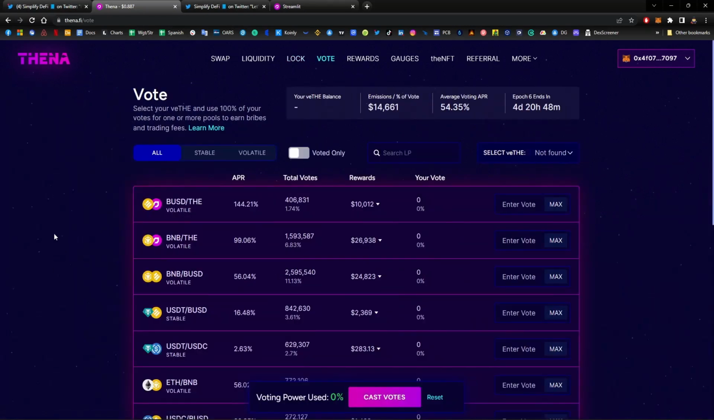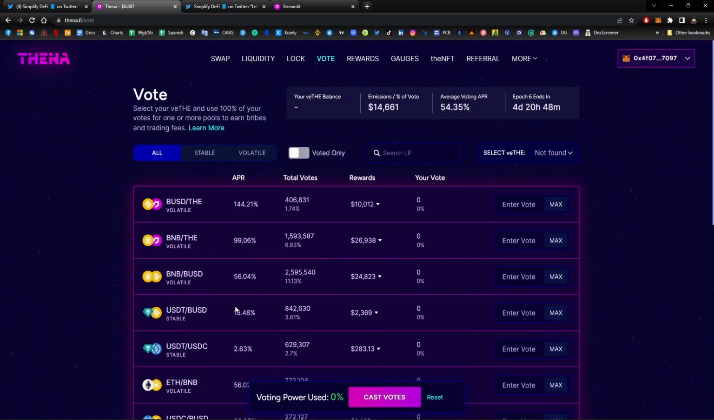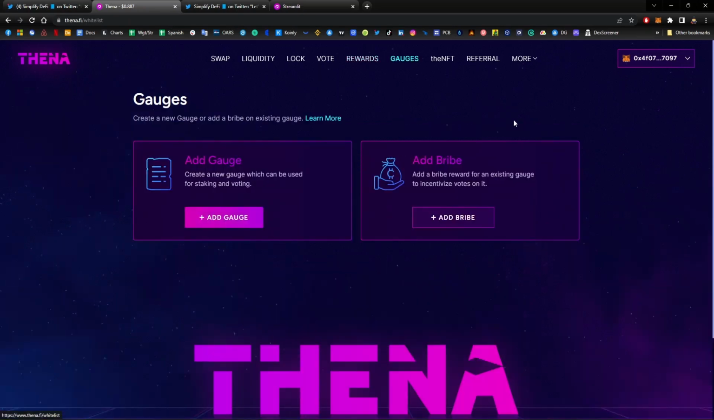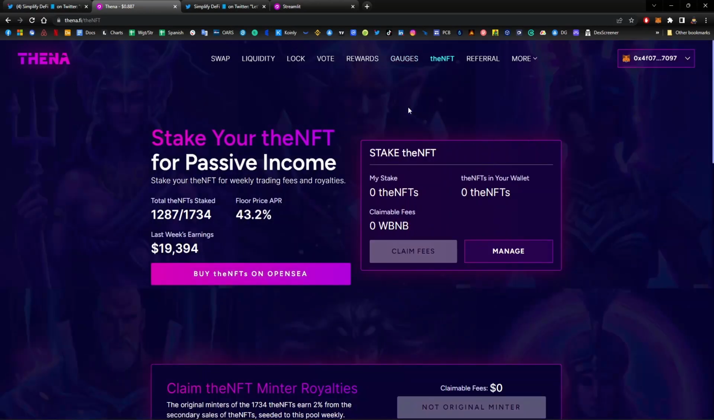With that NFT, you can come over here, vote for certain pools, and this will help determine the rewards that farmers will get when they provide liquidity. The rewards section is, hey, once you've voted, maybe there are some bribes, some fees, then you're able to come here and collect it. The gauges section is probably more for projects that are looking to create gauges or add a bribe. And we're going to breeze over this tab right here. Don't worry about it. I don't want to add confusion with the Thena NFT.